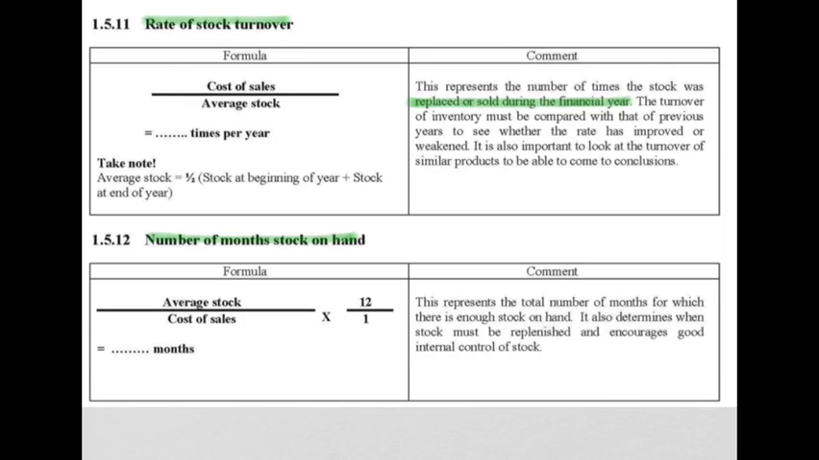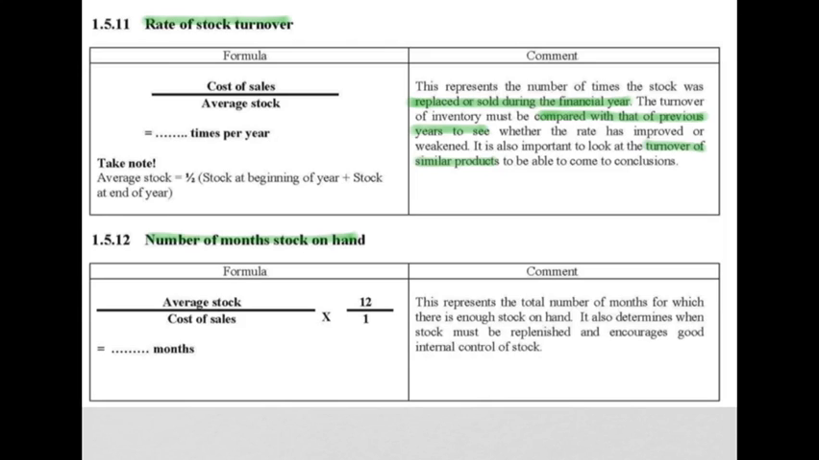Now, the turnover of inventory must be compared with that of the previous years to see whether the rate has improved or weakened. It is also important to look at the turnover of similar products to be able to come to a conclusion. In other words, if this is a company that is selling fresh fruits and vegetables, I'm expecting their turnover to be very high, because at least once a week they need to sell out, because otherwise their stock will go off. They will need to throw it away.